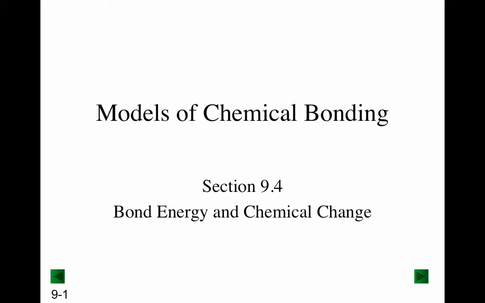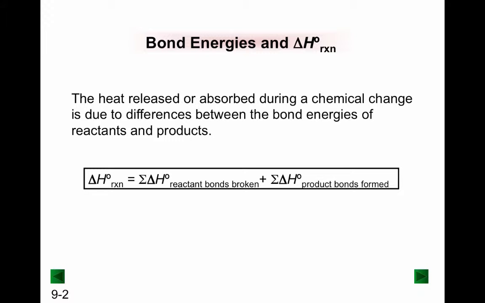Chapter 9 continued. Models of chemical bonding. Section 9.4. Bond energy and chemical change. The relative strength of the bonds in reactants and products determine whether heat is released or absorbed in a chemical reaction. The heat released or absorbed during a chemical change is due to the differences between the bond energies of the reactants and the products, as shown by the equation given in the box on this slide.